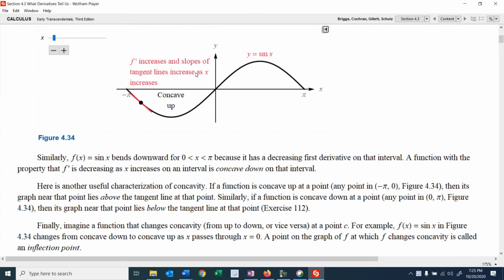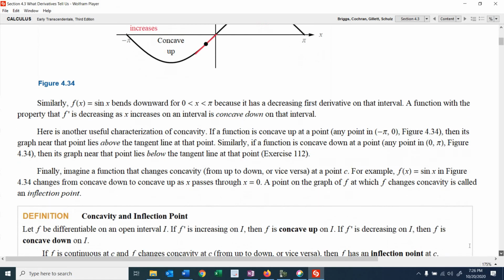So here's the sine function. In here it's concave up on this interval, and that's because the derivative is increasing in this interval. So you can see over here the derivative is negative, and it started to become less negative, and then eventually it's zero at the bottom, and then it starts to become more and more positive. And so I think you can see that the derivative is increasing in this interval.